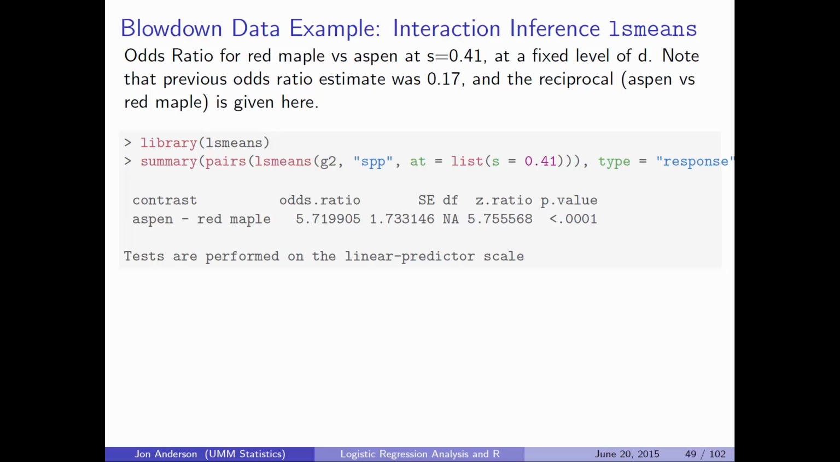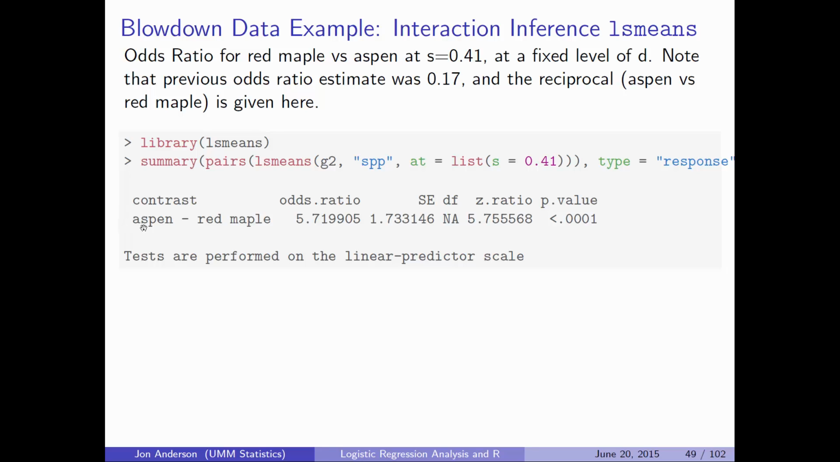If you want to do this kind of computation, it can be done using the lsmeans package. And here's an illustration of how you might do it. You have to load the lsmeans package, and you do a summary of a pairs comparison of the lsmeans function of your model, where you want to compare the species levels. Because there's interaction in the model, you have to specify at what severity you want it.